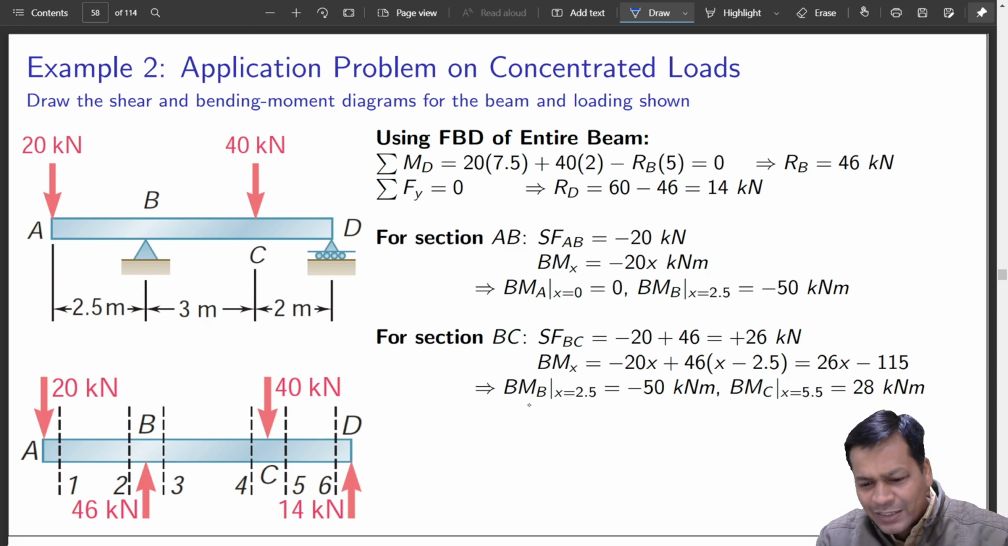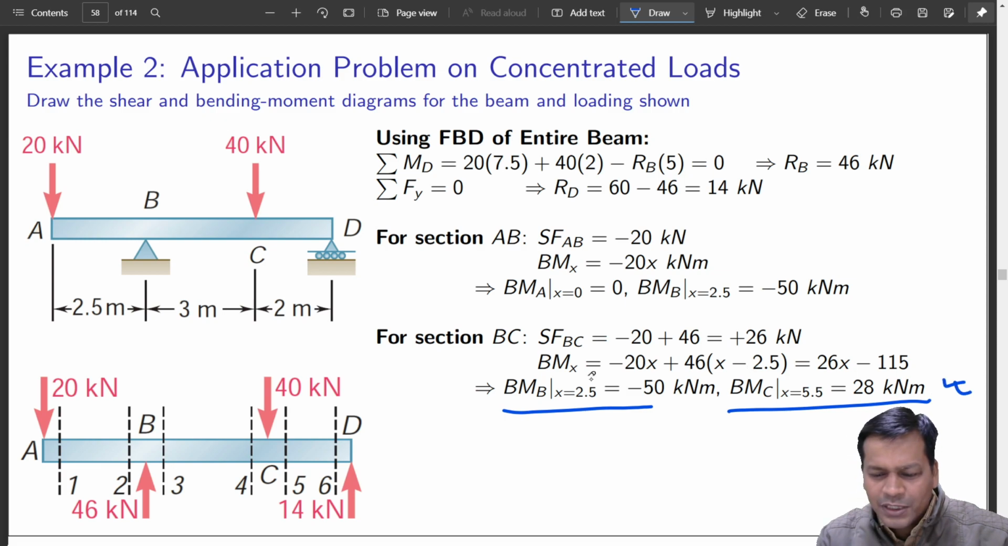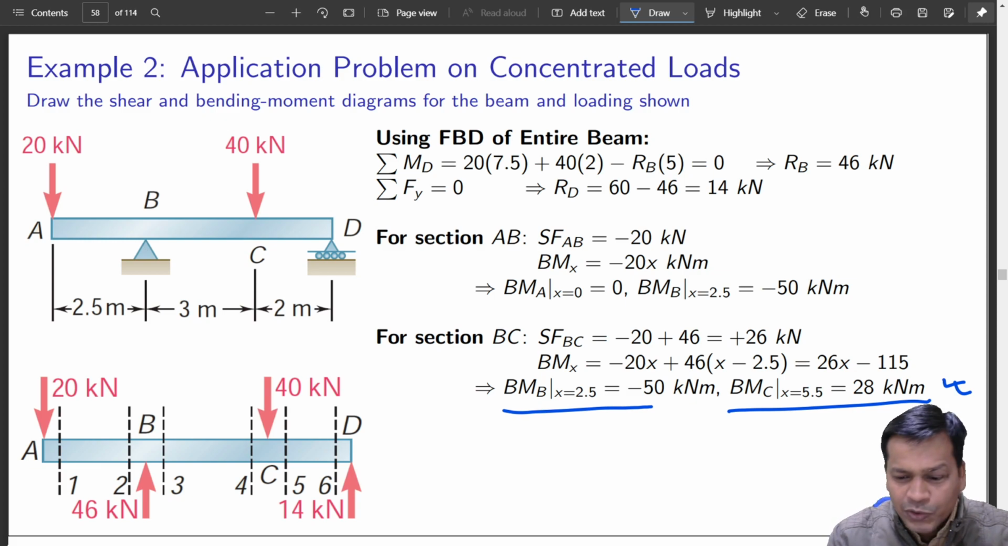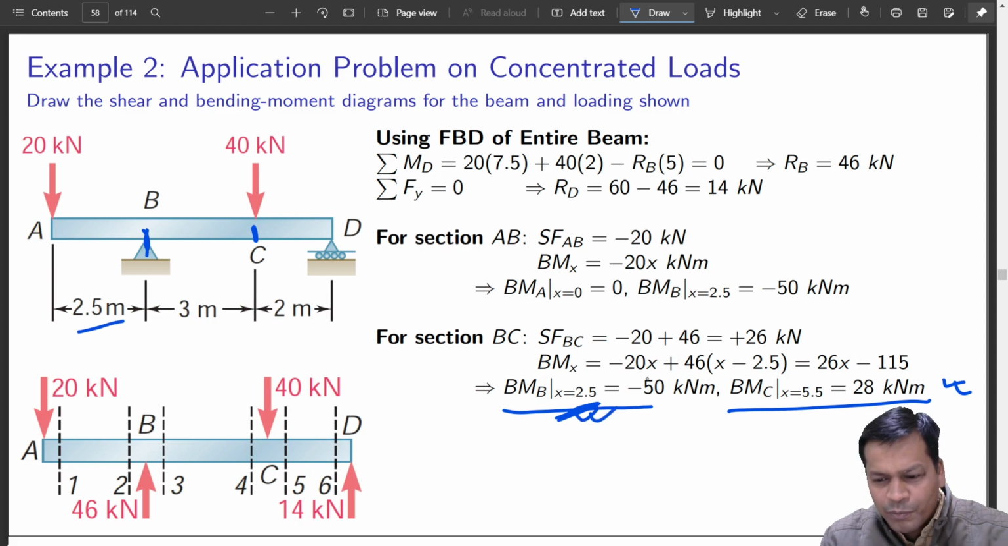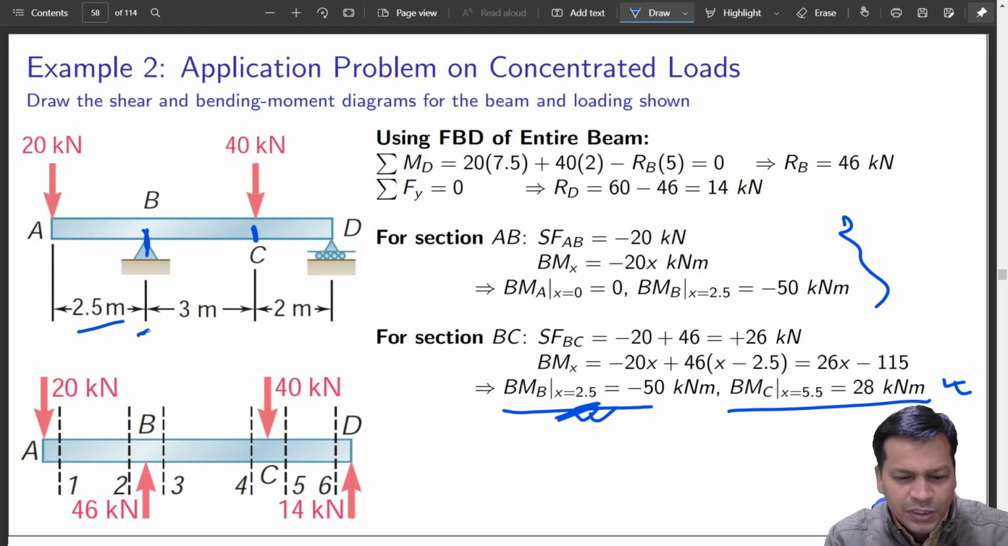So now these are the extremes. This will help me to do the plotting. I have just substituted the extreme values; x equal to 0 you need not substitute here. Why? I am talking about a region which is between this and this. So I started directly from x equal to 2.5, because before 2.5 it is a different matter. It is in this region. So it starts from 2.5 and goes to 5.5, that is within this span.